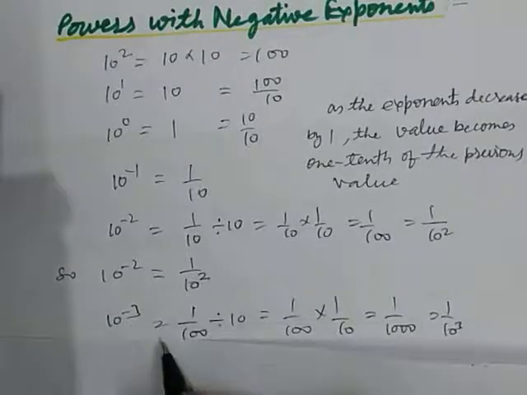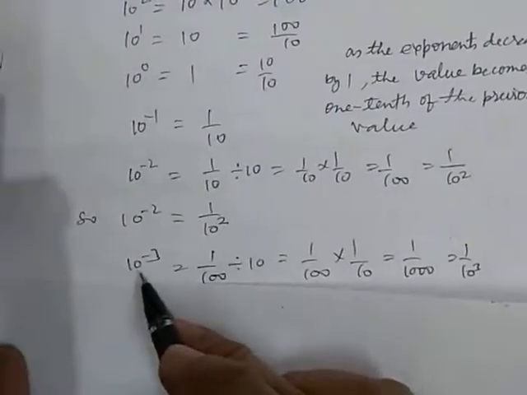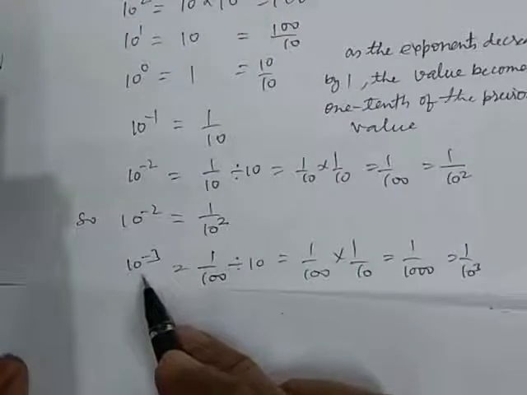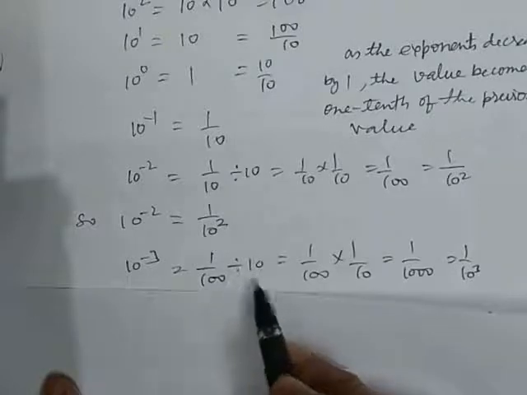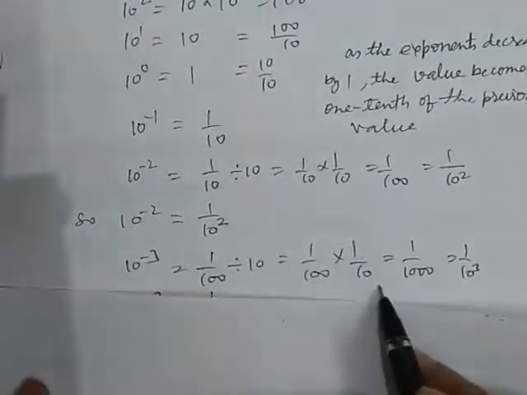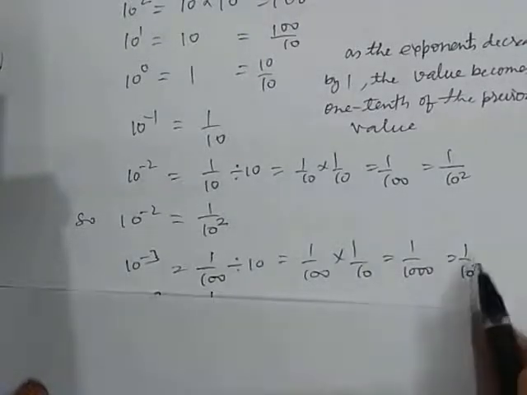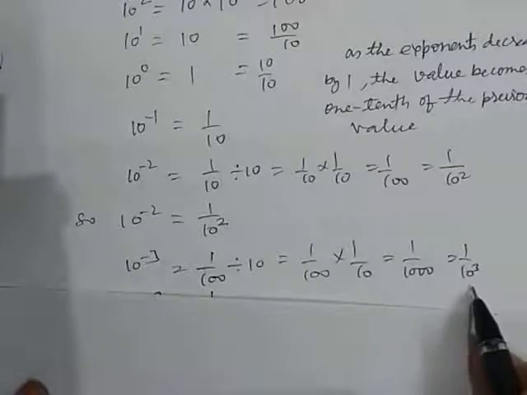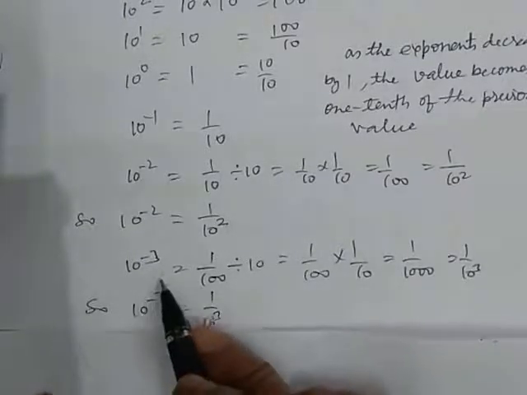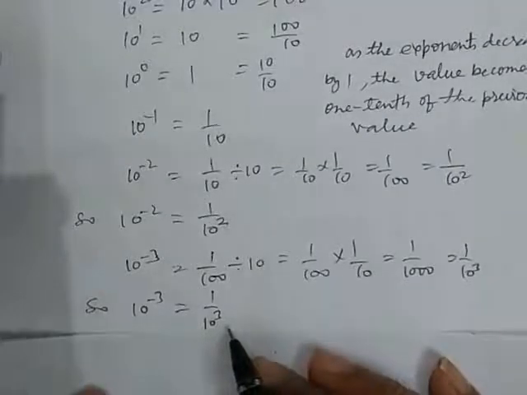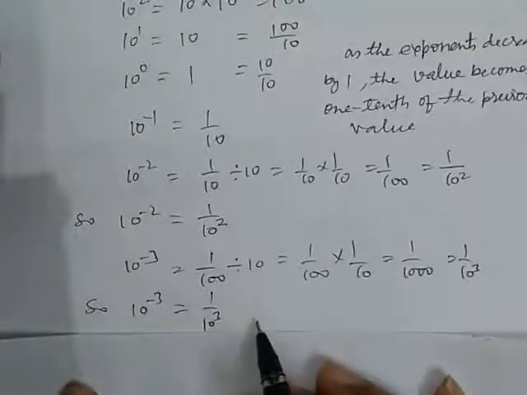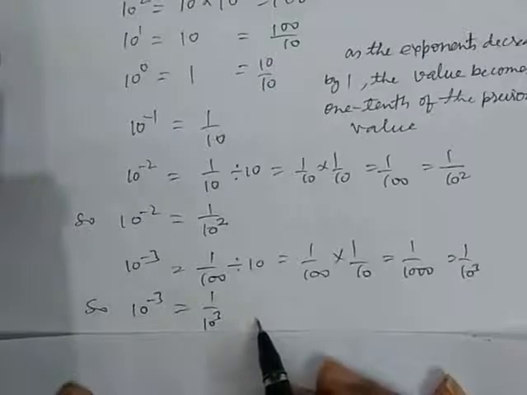So this way, again, if we lower the power by 1, we get 10 raised to the power minus 3, meaning 1 by 100 divided by 10. So 1 by 100 into 1 by 10 is 1 by 1000, that is 1 upon 10 raised to the power 3. So 10 raised to the power minus 3 is 1 upon 10 raised to the power 3. Okay. So this way we treat powers with negative exponents.